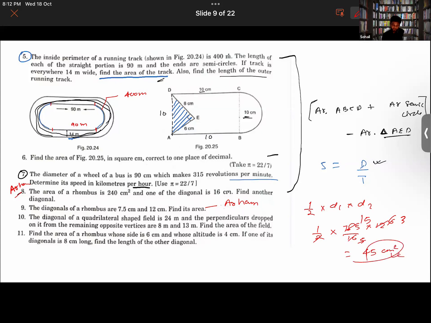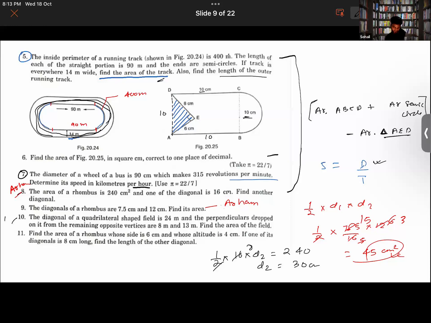That is correct. So the other diagonal is 30 centimeters. The area of a rhombus is this much and one of the diagonals is 16. Very simple. So it will be simply half into diagonal 1 into diagonal 2 equals 240. So d2 is equal to 240 upon 8. That is 30. Good. Simple question.